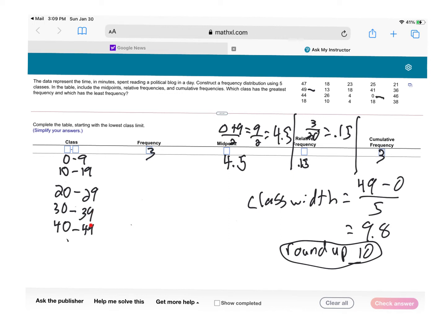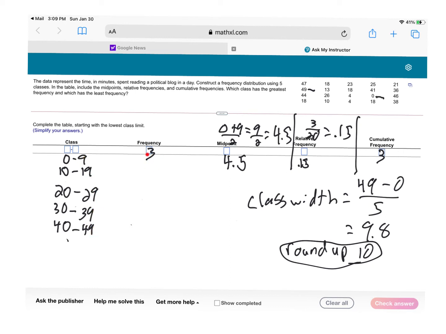To find the upper class limit, it's just one less than the next lower limit. So if this one was 10, that one's 9. If this one's 20, that one's 19. If this one's 30, that's 29. If it's 40, that's 39. Or you might notice you're just adding 10 to get these.